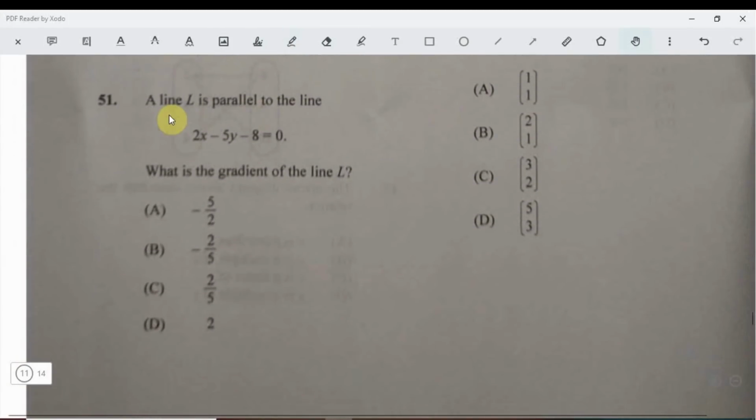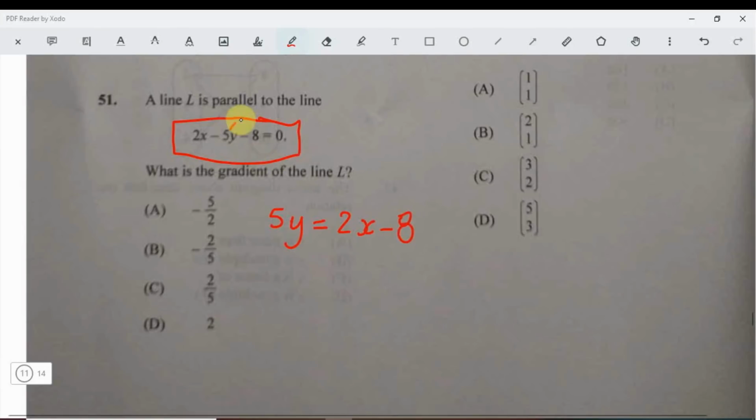Now, question 51. A line L is parallel to the line 2x minus 5y minus 8. What is the gradient of L? So the gradient of L is going to be the gradient of this line. When two lines are parallel, they have the same gradient. So let's put this in standard form. So bring the y over to this side to get 5y is equal to 2x minus 8.